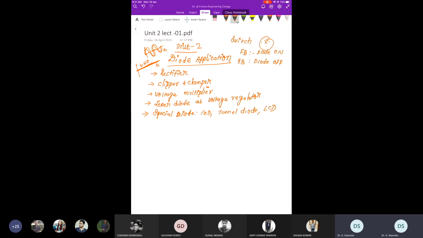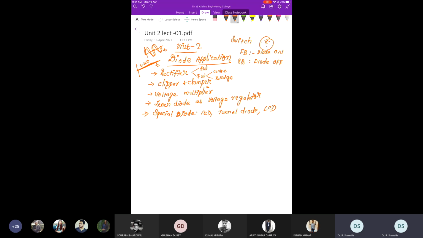Okay, so first we are going to see about a rectifier. Rectifier में different types है. One is the half wave rectifier. The next one is the full wave rectifier. Then this full wave rectifier is further classified into the center tapped and bridge rectifier.